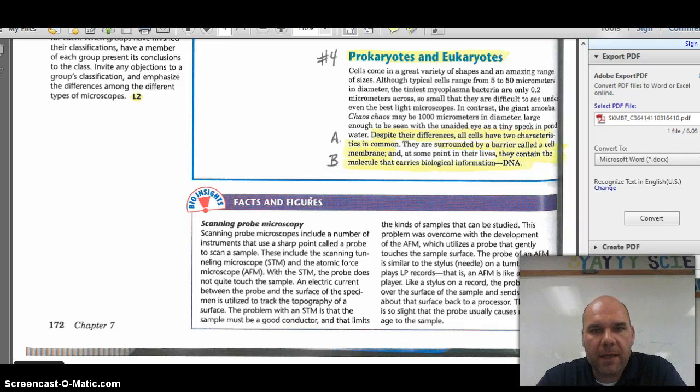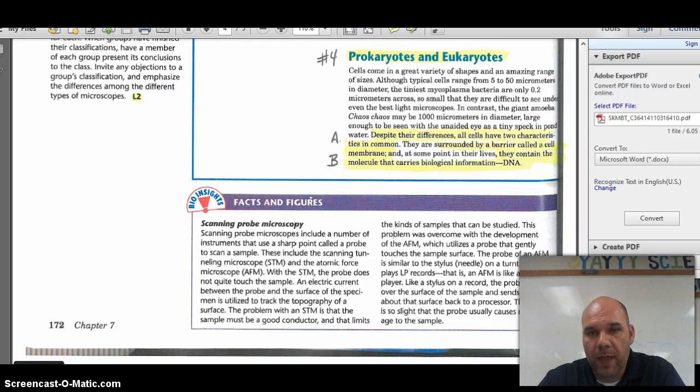For concept A in our concept map, we know that despite their differences, all cells have two characteristics in common. So what we need to write for bubble A is we know that all cells are surrounded by a barrier called a cell membrane. And for bubble B, we know that these cells also contain molecules that carry biological information. So we know some similarities exist between prokaryotes and eukaryotes.